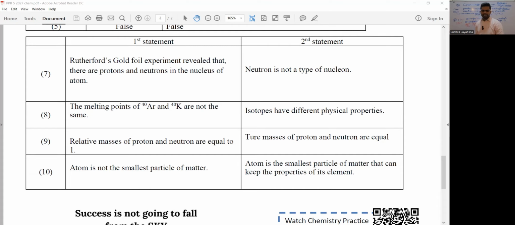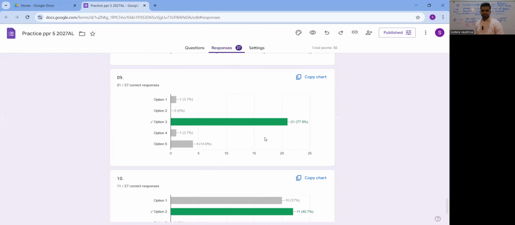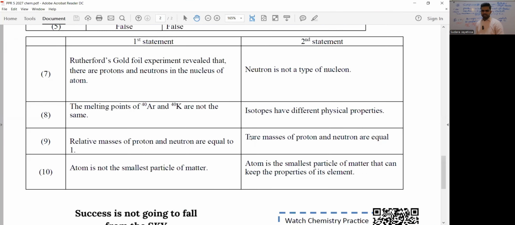Answer 3. So question number 9, majority of you have selected the answer 3. And 4 of you have selected answer 5, which means both are incorrect. And that can't be, no? The relative masses are equal. Okay, we go with 1. It's relatively 1. Relative and actual and relative and true are two meanings.